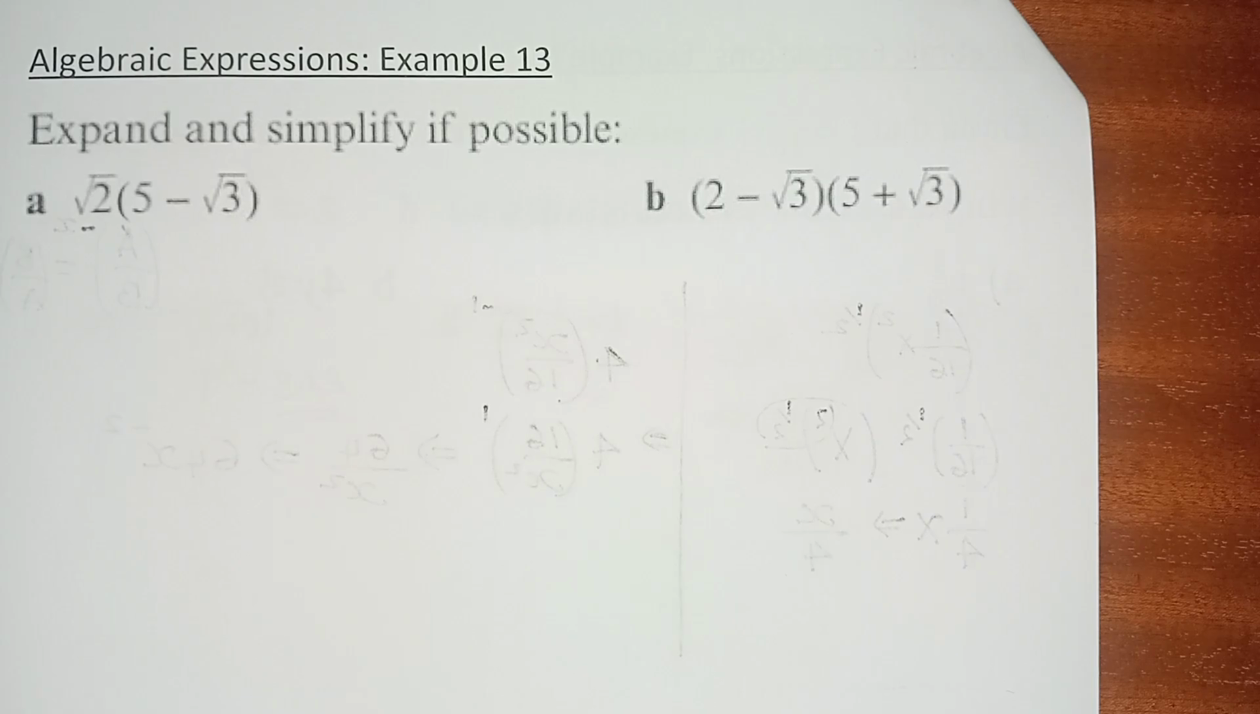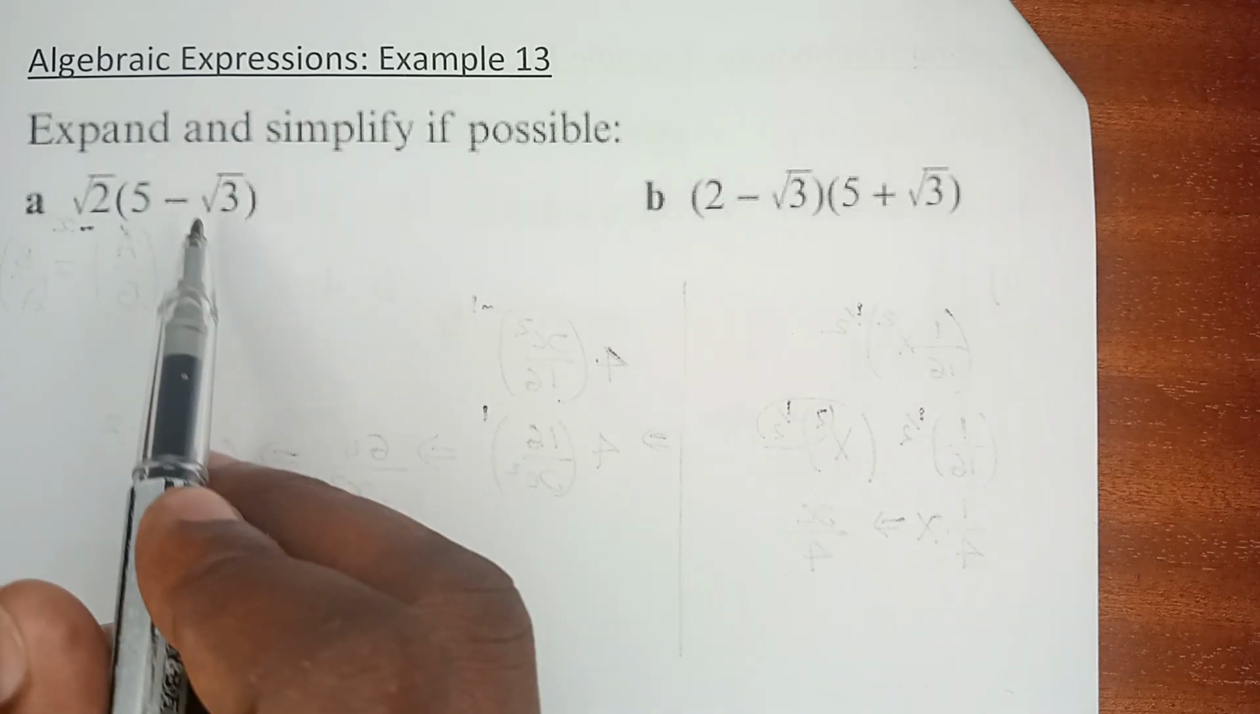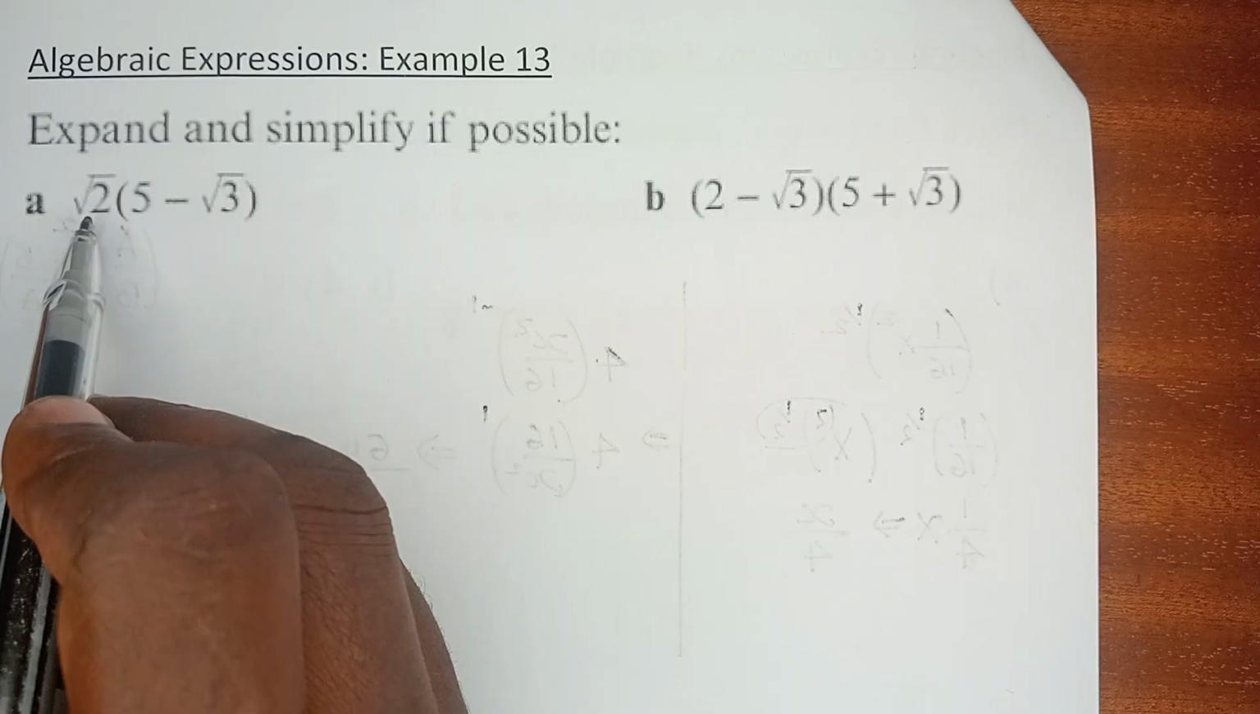And in this video I just want us to learn how to apply the skills of expansions of surds. Expand and simplify if possible. And of course, we are having root 2 bracket 5 minus root 3. And what we have here is root 2 is common.